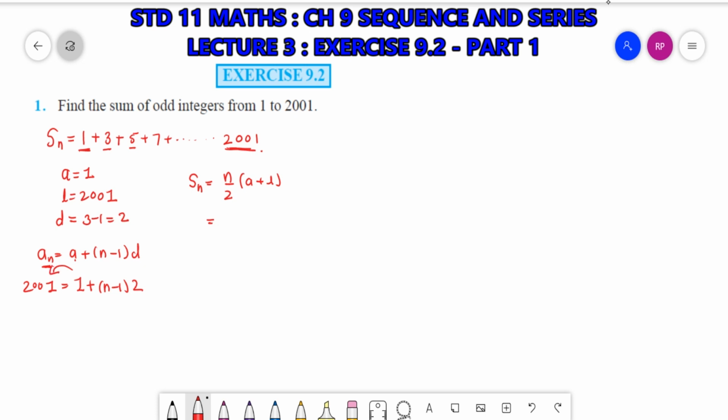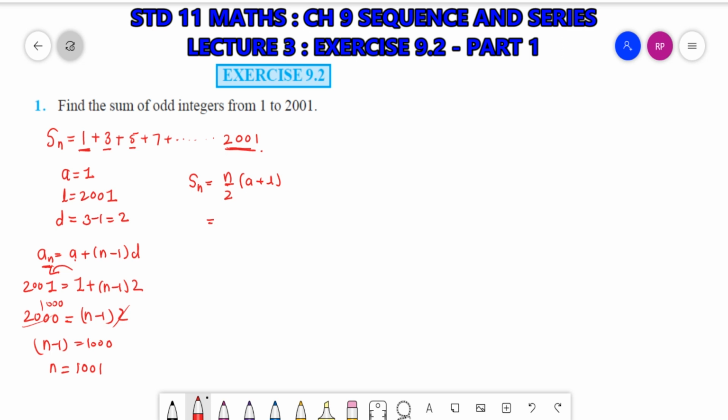When this 1 goes on this side, this will be 2000 equal to n minus 1 into 2. N minus 1, 2 ones are 1000. Okay, that will be equal to 1000. So n is equal to 1001. Remember, first I need to find out n. So what I did, I used the formula for nth term.